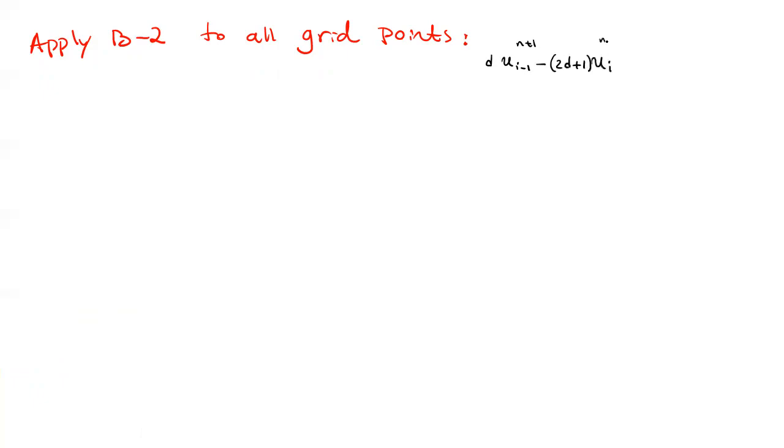So apply B2 to all grid points. I am going to write it quickly here as well. D times U(i-1) minus (2D+1) U(i) plus D U(i+1) equal to minus U(i) for now. Good. So this is my equation.